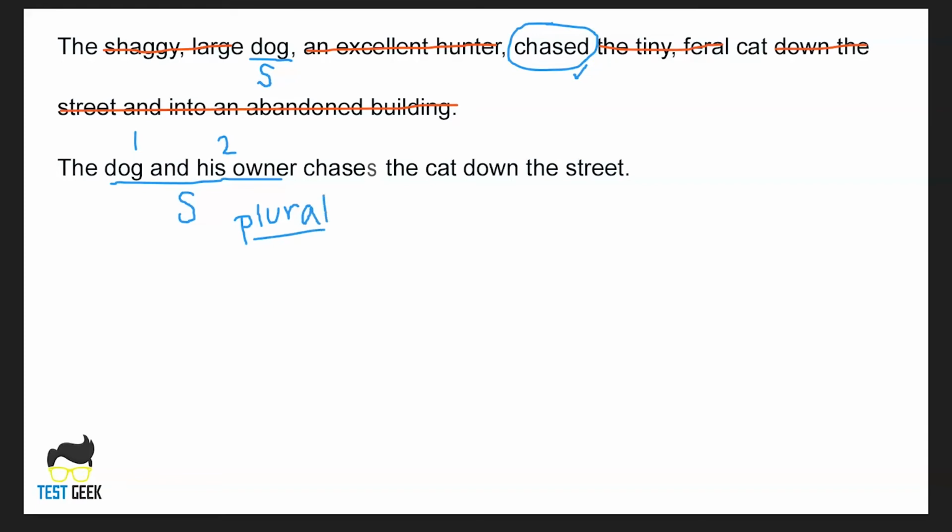So in this case, we want our verb to also be plural. In English, when we have a plural verb, it actually doesn't have an S on the end, so it's a little bit backwards. So the dog and his owner chase the cat down the street would be the correct form of this, not chases. The key here is to focus on what is the subject of your sentence. Make sure you identify it correctly, because if you don't identify the subject correctly, you're gonna have trouble finding a matching verb, right?